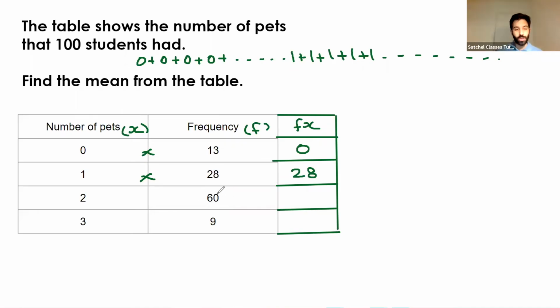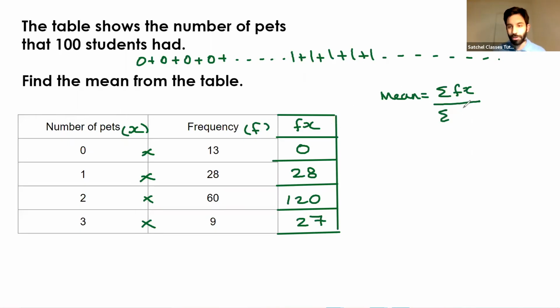And then 60 students had 2 pets. So that's going to be a total of 120 pets. And then we could say 9 students had 3 pets. So that's going to be a total of 27. So what we then need to do, well, we know that the mean is equal to the sum of fx, or the sum of all the values that we have, divided by the number of values we have, or in other words, the sum of the frequency. So we know that we asked 100 students, so we're going to have 100 values. So the sum of f is going to be 100, which is correct.